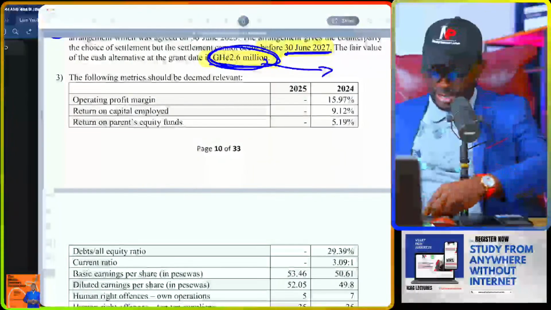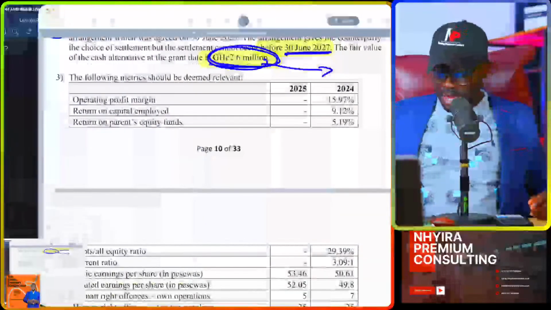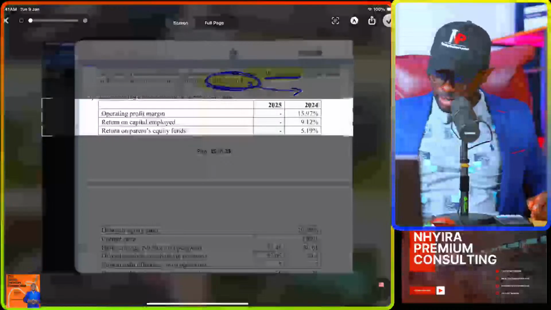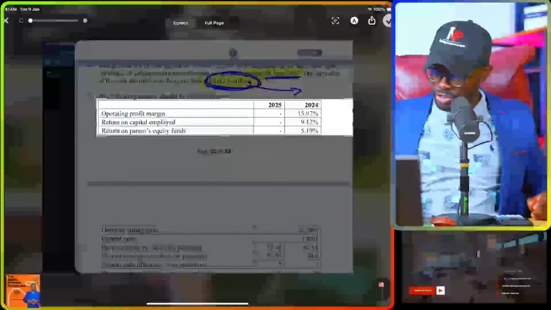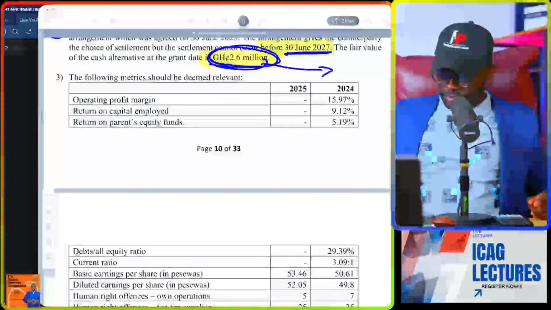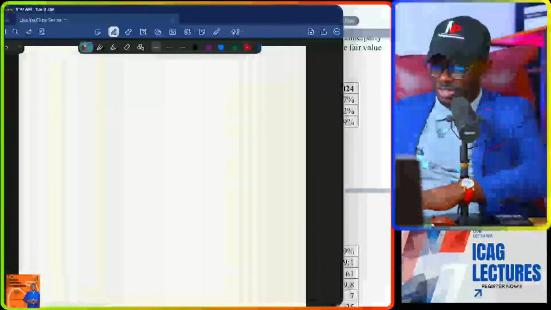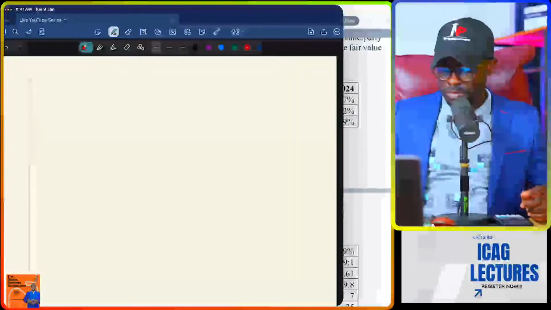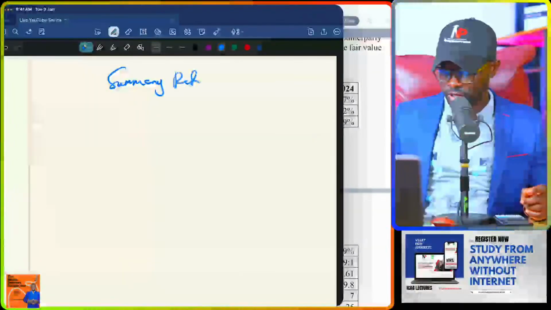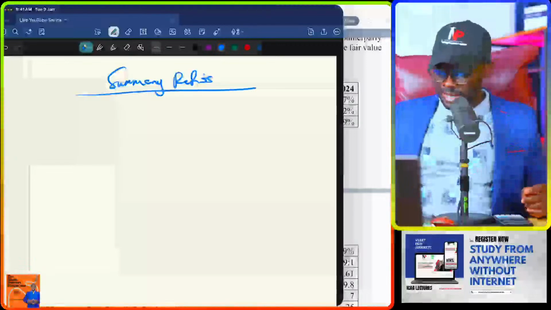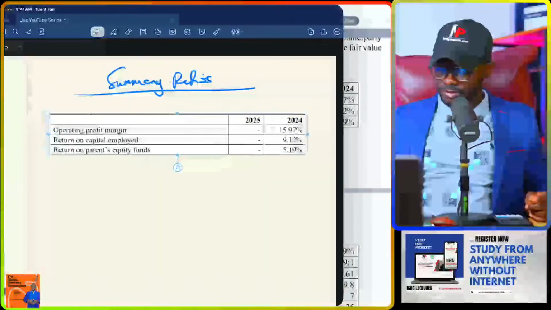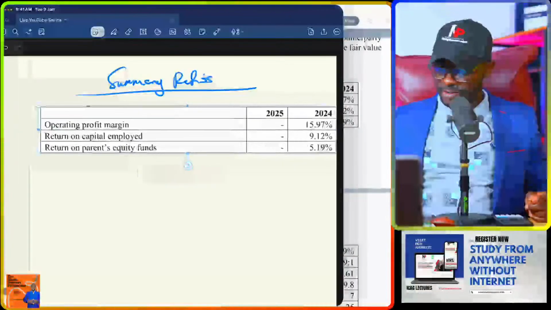So, as I say always, it'll be important for you to prepare a summary table for your ratios so that everything will be at a glance and you can pick it and work with it. So it's not like statutory, but you want to do that for your own sake. It's not like the examiner will reward you anything, but it's for your own good.